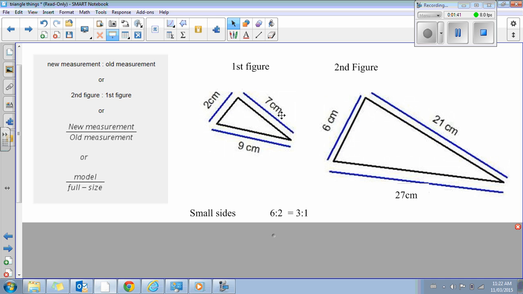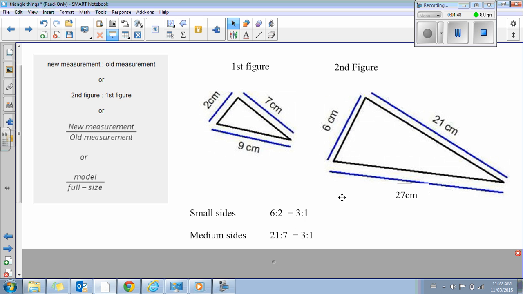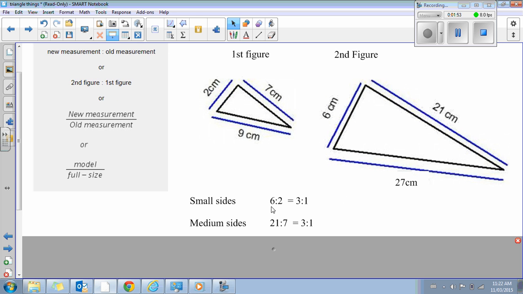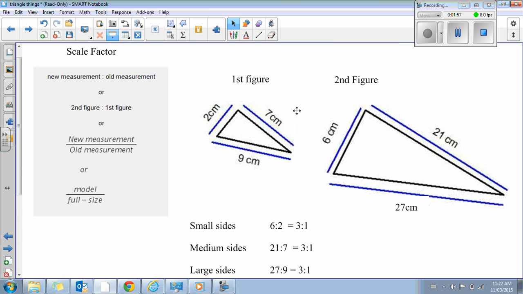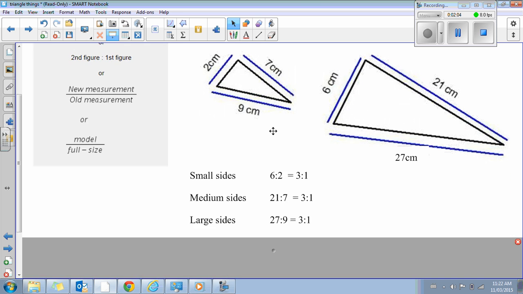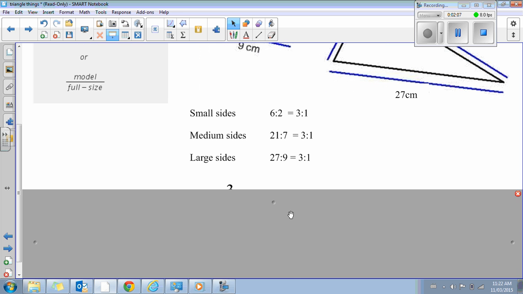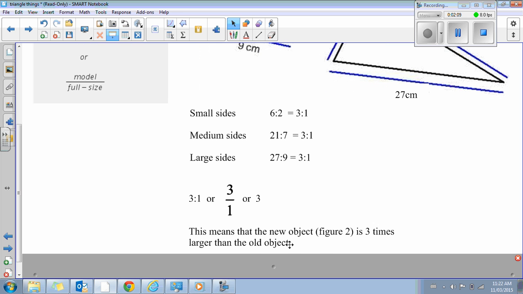In the middle sides, we get a 21:7 ratio, which reduces to 3:1. And on the long sides, we get a 27:9, which reduces to another 3:1 ratio. So the ratio from our first figure to our second figure, or sorry, the scale factor between these, is a 3:1 ratio. What does this really mean? It means that the new object is 3 times larger than the older object.